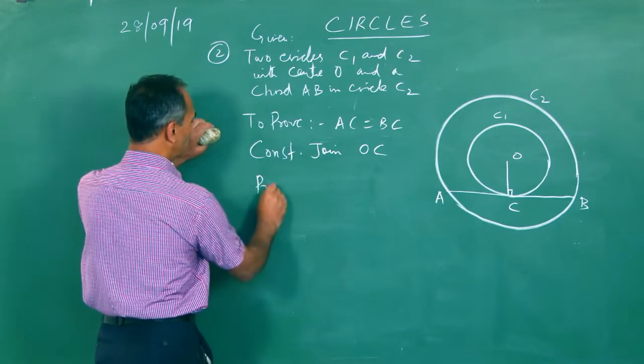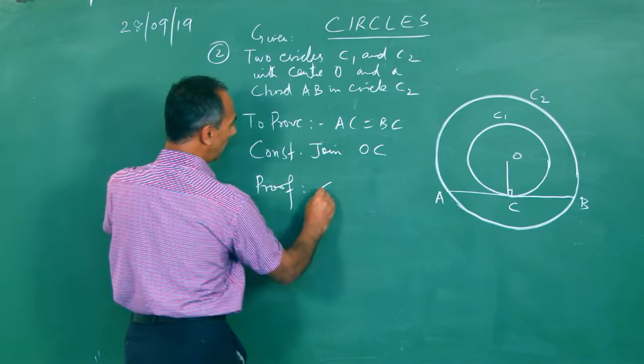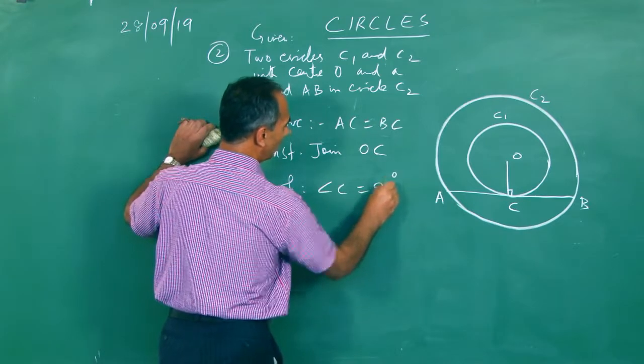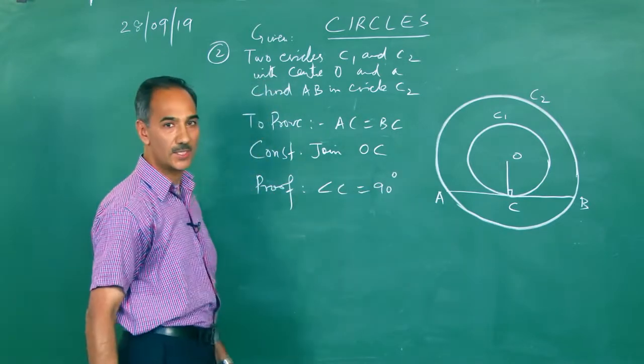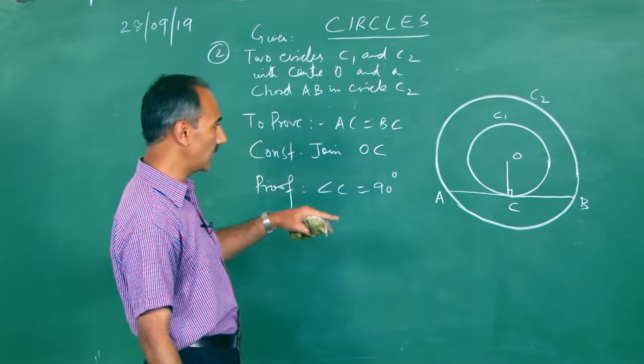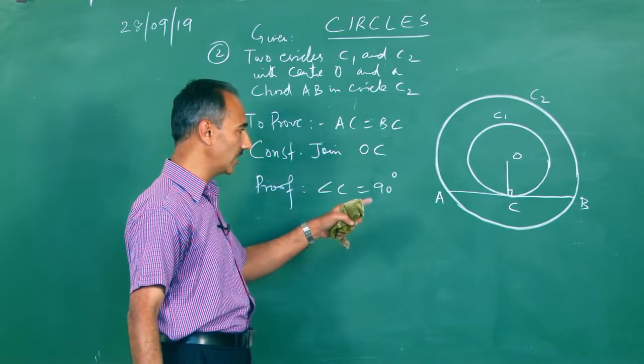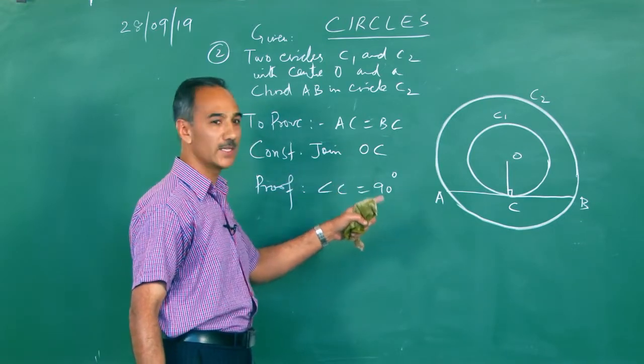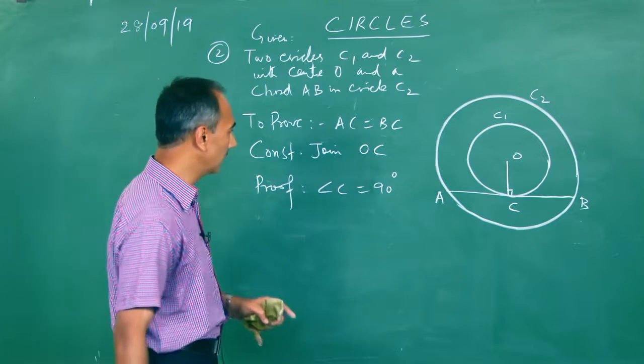Okay, now proof. Angle C is 90. Why? Because AC is tangent to the circle. AC is tangent to circle C1. OC is the radius of circle C1. That means angle C has to be 90.